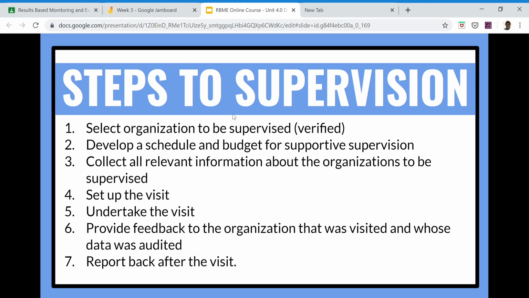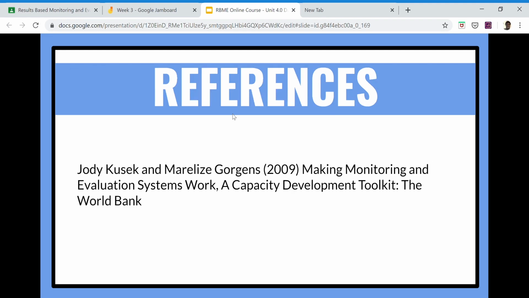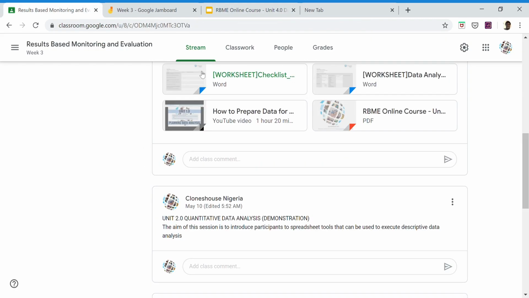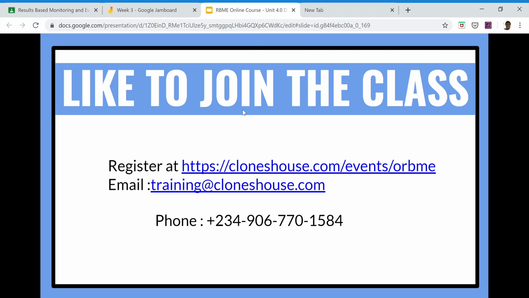So I hope this is useful and interesting. Like I said, we have references, some good books where you can read more about supportive supervision and data auditing. In the classroom, we have all these books and you can enjoy them as well. And we also have some templates and toolkits that you can use in carrying out data auditing, all within the classroom that we're using for this course.